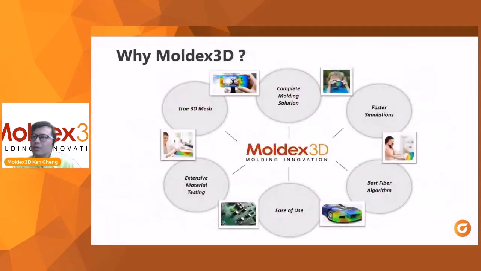In Moldex3D, we use a 3D mesh in order to capture the shear heating, the temperature, the fiber orientation, and how the material is going to shear. It also affects your viscosity. Viscosity means how easy or how hard the material is going to flow. It also affects material shrinkage, and that is why we are able to get more precise results.